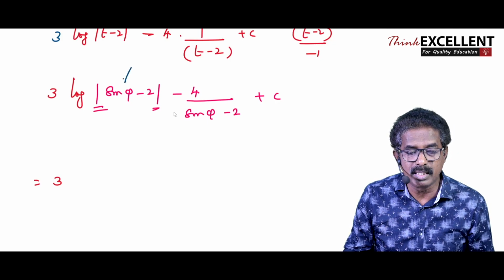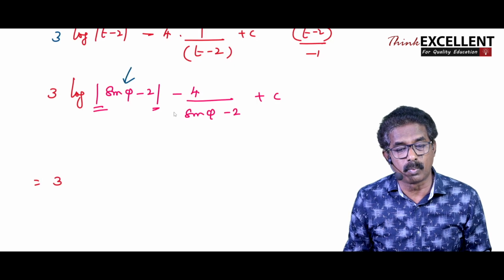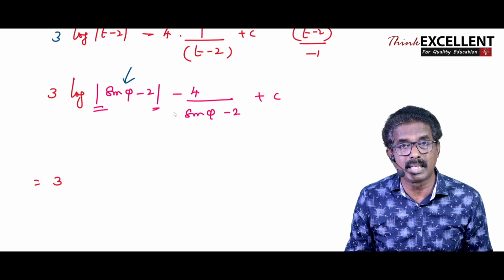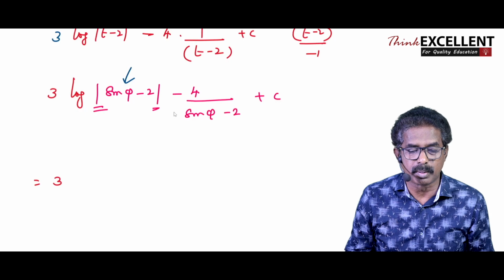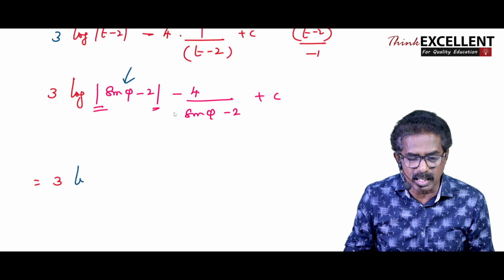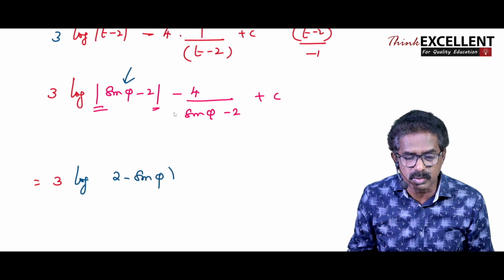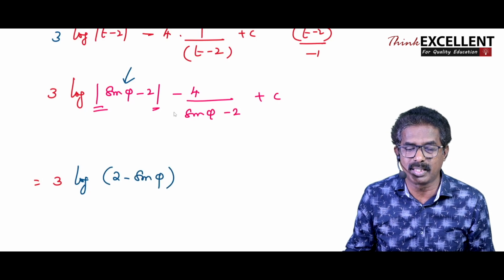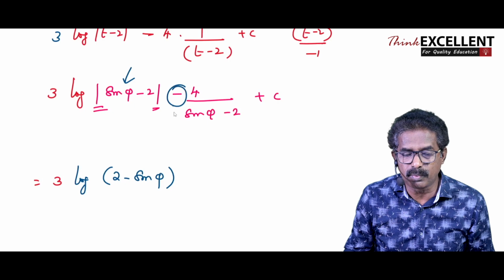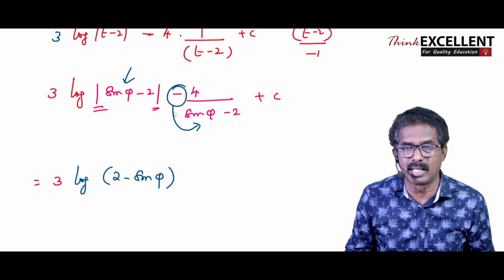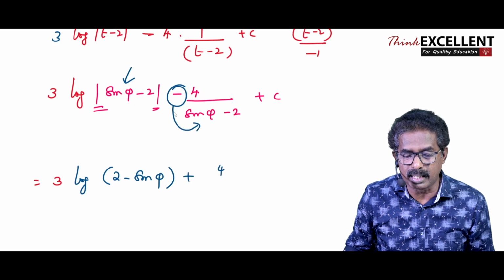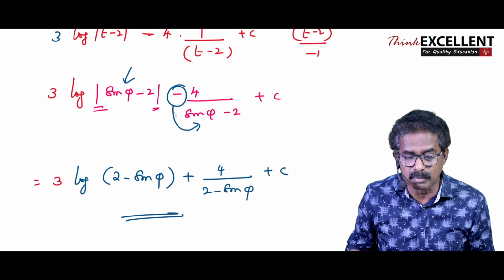You know the maximum value of sine is 1. So 1 minus 2 will come negative. So what can we do, to get positive, we can reverse and write log of 2 minus sin phi. Then you need not even put modulus, just put a bracket. Then this minus, if you want you can adjust here, reverse and write it. Correct? So plus 4 by 2 minus sin phi. It's not compulsory. If you want you can simplify like this also.